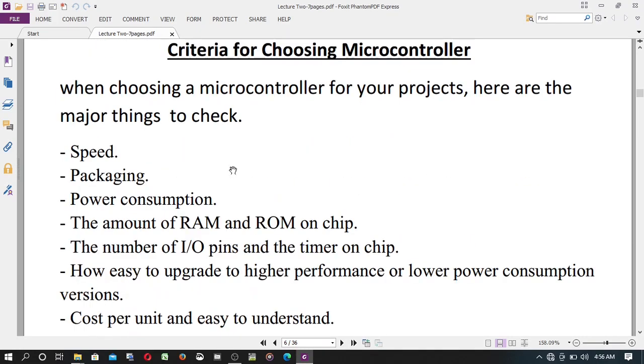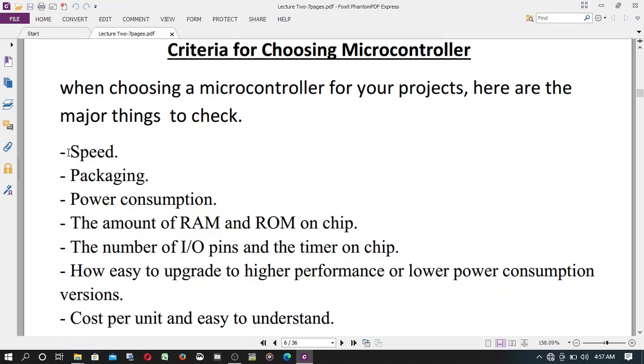The criteria for choosing a microcontroller. Now, when choosing a microcontroller for your project, here are the major things to check. First of all, you have to check the speed. The speed at which the 8051 runs is very okay. Yes, the 8051 has good speed, very well.